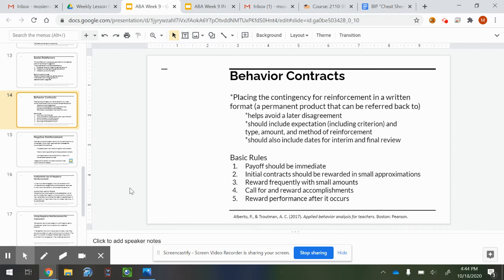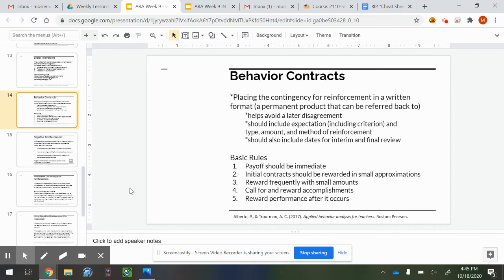The behavior contract should include the expectation, including the criterion for meeting that expectation. It should also include the type, amount, and method of reinforcement. So when you do this, you will get this. It should also include dates for interim and final review. So the interim dates are just a way that ensure that we as the teachers are going in and checking progress toward that student's goal, and then final review to see if they have met the terms of their contract and if they should then get the appropriate reinforcement.